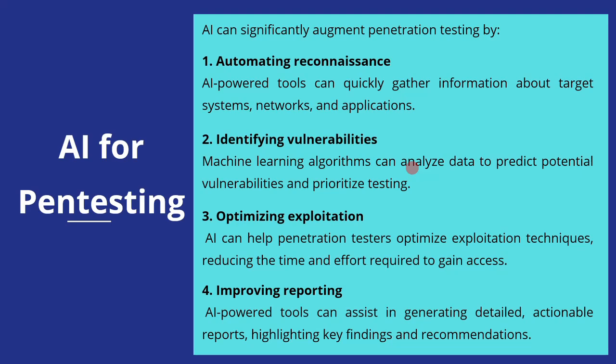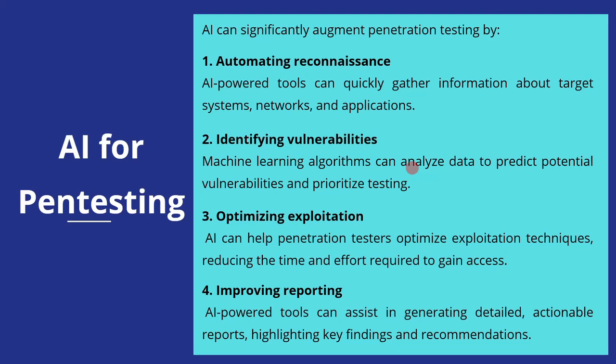Number two, AI also allows you to identify weaknesses and vulnerabilities with ease. Machine learning algorithms can analyze data to predict potential vulnerabilities and prioritize testing. So it becomes easier and faster for you to identify those weaknesses and make your reports available as soon as possible. And the third one is optimizing exploitation.